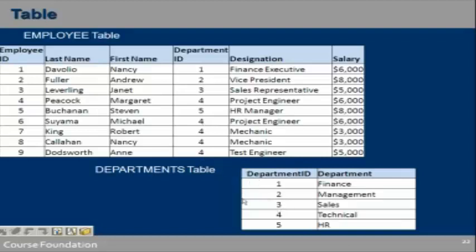A similar thing is also done by our database management system, the DBMS. It will also do the mapping and identify which employee belongs to which department based on the department ID here. Now in the department table, tell me which column is the primary key column. Yes, it is the department ID.